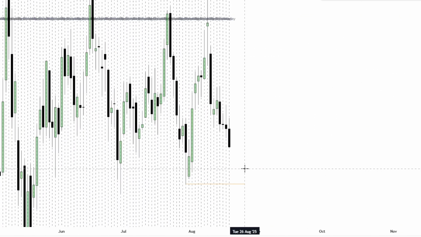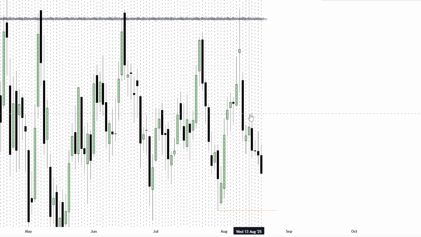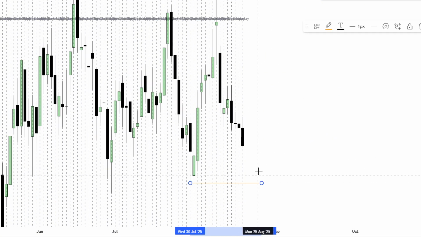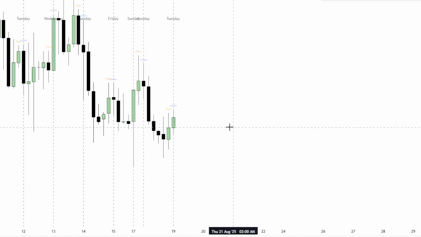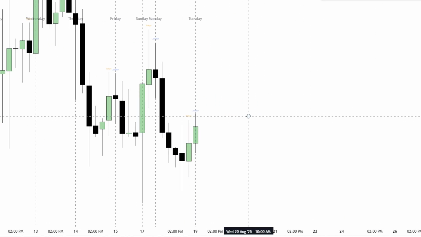So this would be my drawn liquidity because we go from ERL to IRL, right? And this is our IRL right here. So I have a bearish bias for today. So now we can go down to the lower time frame and see what Asian session and London session are doing.